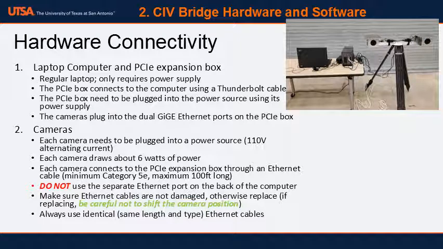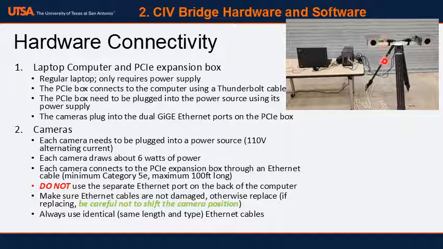Hardware connectivity: how do you connect things? Fairly straightforward, not a lot of connections to be done. The laptop is a regular laptop and has its own power supply if you need to plug it in, or it has its own battery if your test is short enough, so it can run off its own battery. Then you have the PCIe expansion box. It has its own power supply, so you need to plug it in, and it has a card in the back that has two Ethernet ports. These are like the ports that you use for plugging your computer into the internet, and it has two of them.